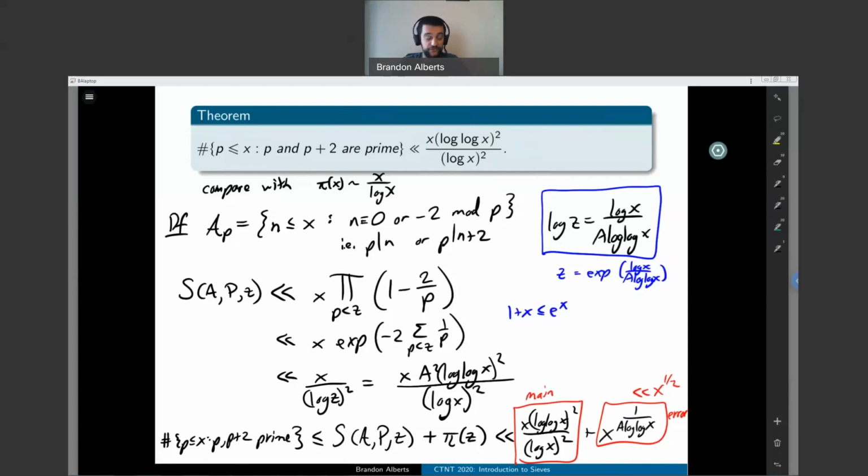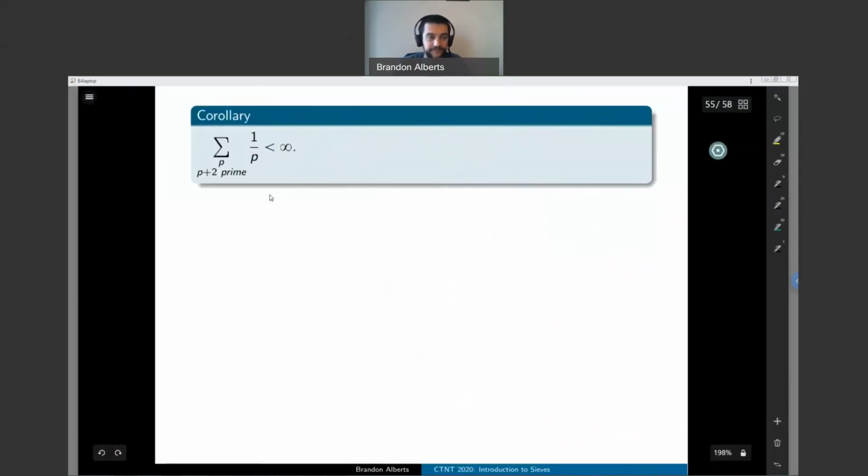I mean, just the fact that we have an upper bound for twin primes in and of itself is very cool. It doesn't answer the twin prime conjecture because this function still tends to infinity as x tends to infinity. So it's still possible there are infinitely many twin primes. They're just a bit sparser. But this bound is sharp enough to prove a pretty neat result, which is that the sum of the reciprocals of the twin primes is convergent.